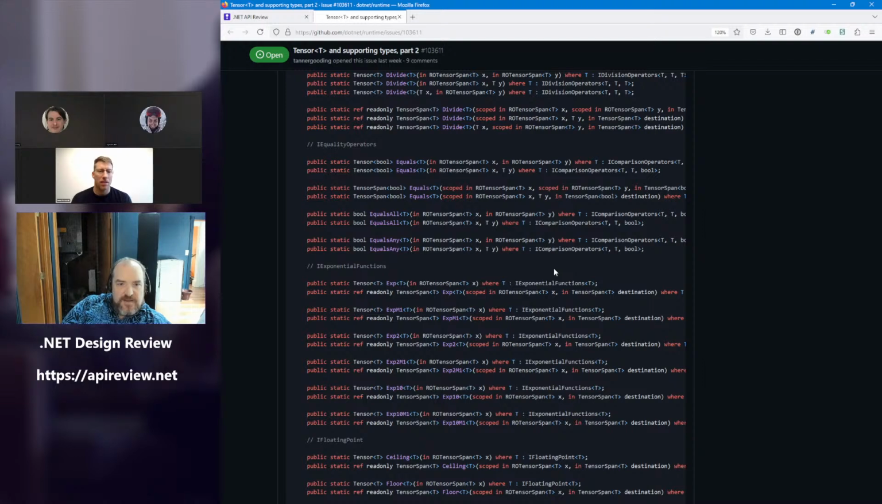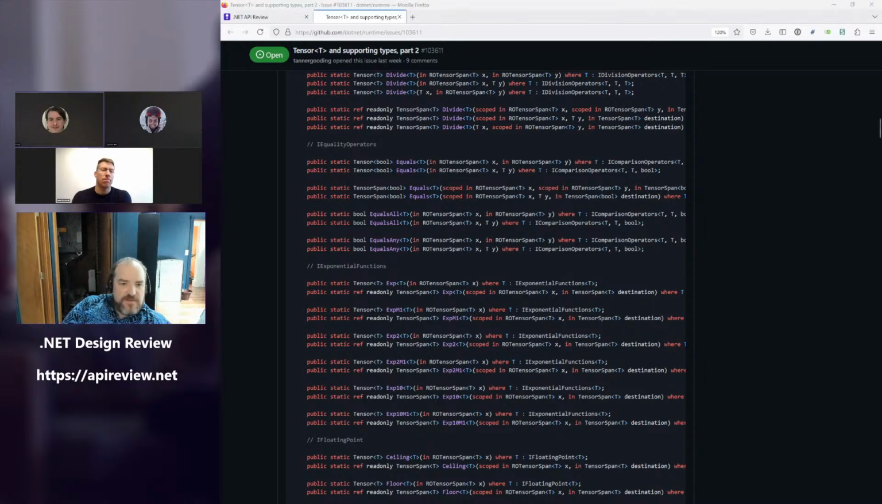Okay. And the equals does not have the full 12. It only has 8 because they are commutative. So we don't need to take Y on either side. We only need to take the scalar on the latter side.